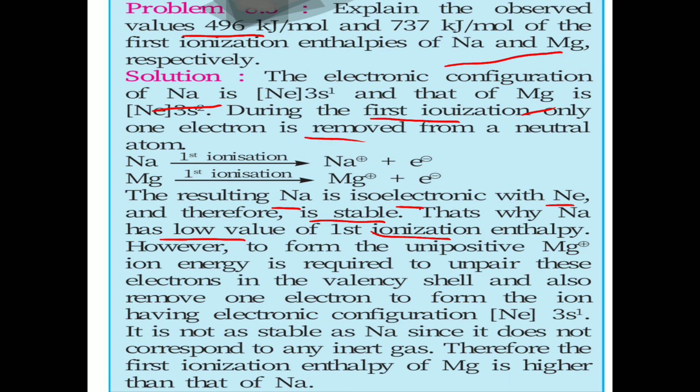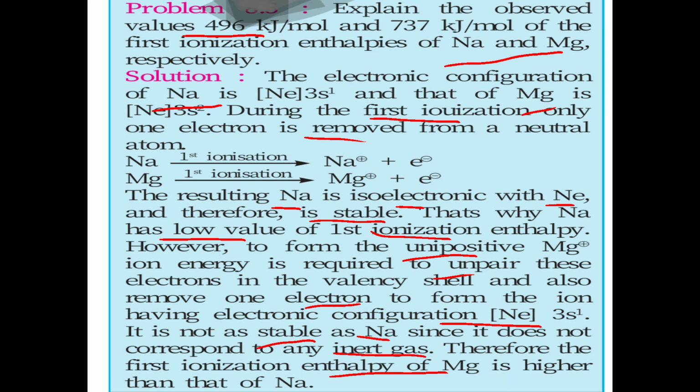However, to form the unipositive Mg ion, as magnesium has 2 electrons in its outermost shell, by losing one electron in the first ionization it is converted into Mg+. The energy is required to unpair the electrons in the valence shell and also remove one electron to form the ion having the electronic configuration Ne3s1. It is not as stable as Na+ since it does not correspond to any inert gas. Therefore, the first ionization enthalpy of magnesium is higher than that of sodium.